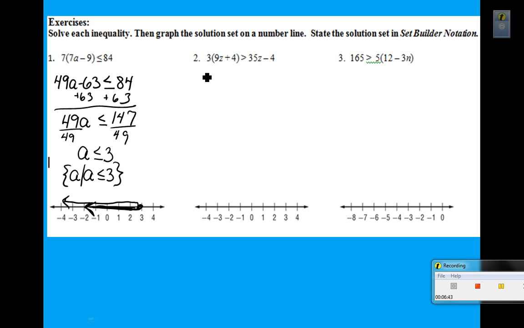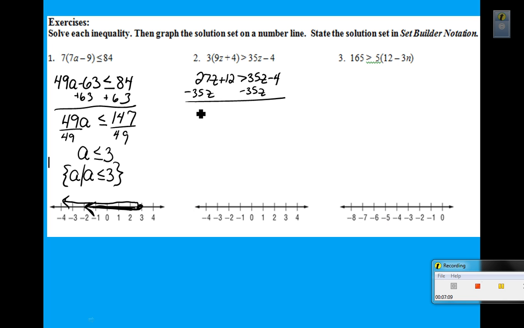Number 2, let's distribute this 3. So I've got 27z plus 12 is greater than 35z minus 4. When you solve inequalities, guys, get your variable on the left. So I'm going to subtract 35z from both sides.